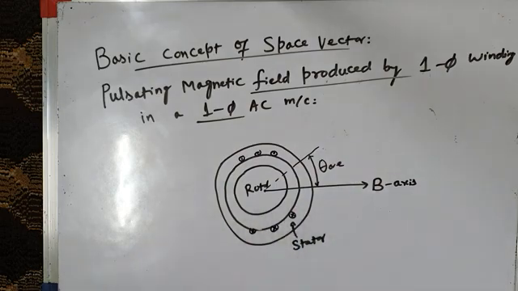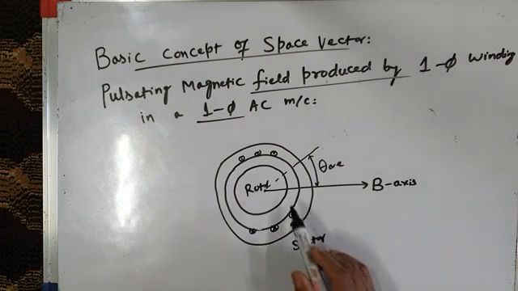Now the magnetic field produced by the current flowing in these windings will not be purely sinusoidal. As we already know, the magnetic field is never sinusoidal. There are always some space harmonics associated with the magnetic field. Let us ignore the space harmonics and take only the fundamental component of the magnetic field, what we call the fundamental component of MMF.